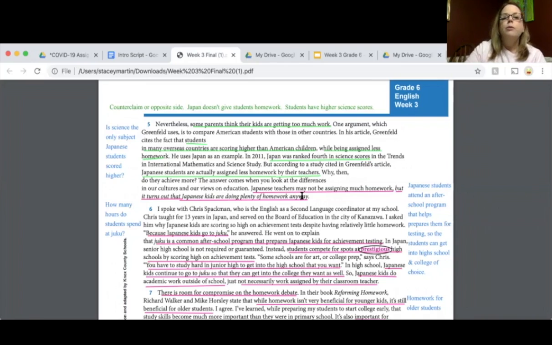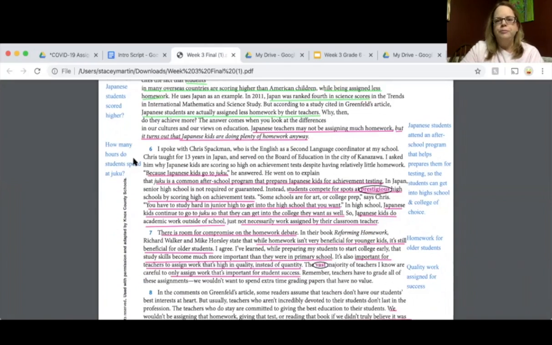Maybe you noticed that I highlighted things in green. When I go through here, I don't want to be confused about looking for her reasons. I want to make sure I remember that these are the counterclaim's reasons, so I used a different color for that. Okay, and then to the side here, I asked the question: is science the only subject Japanese students scored higher in? I don't know. It didn't tell us, did it?